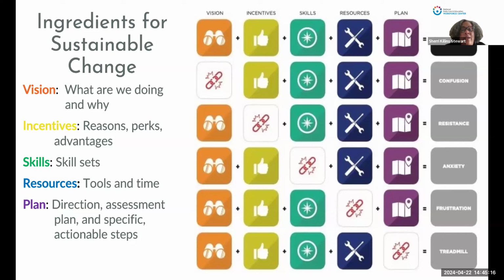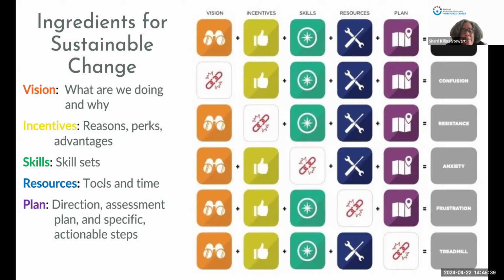If you don't have incentives, then there may be some resistance because why would I be engaged or involved in it? If people don't have skills, they get worried that they're going to be replaced or taken away, it creates a sense of anxiety. If you don't have resources, people are frustrated because you're asking them to do something without the set of resources that are necessary for them to be successful.